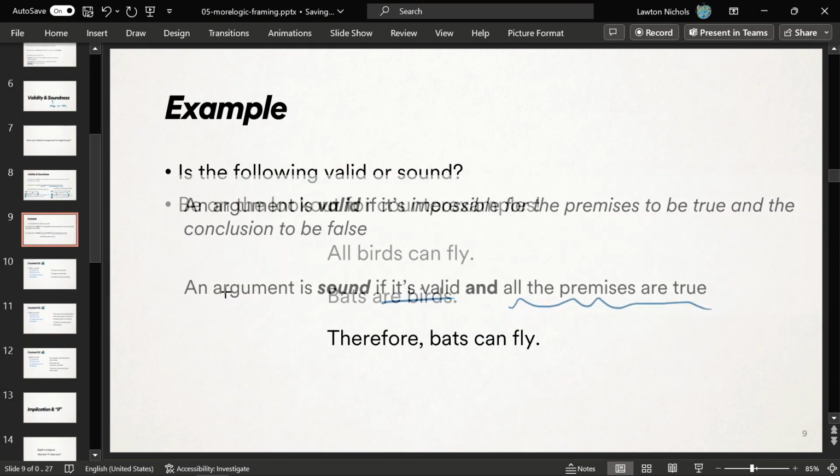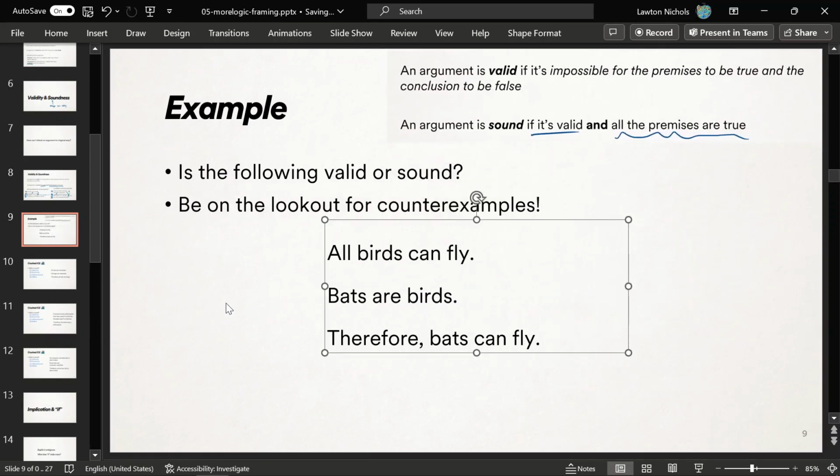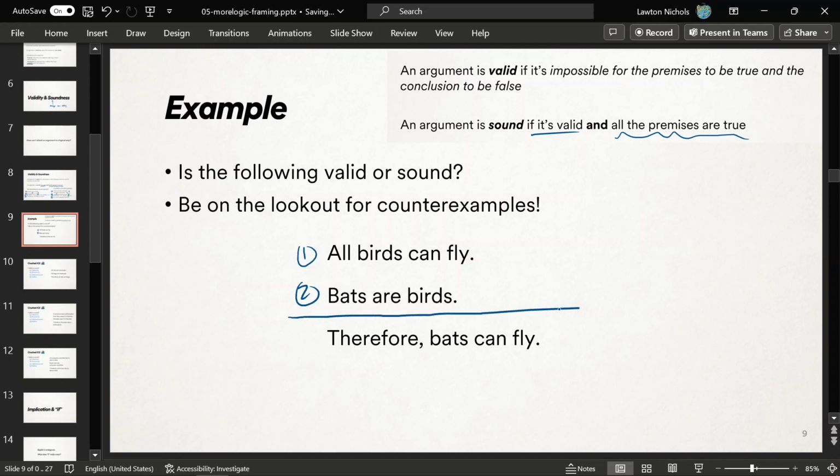I'll give you this definition on this first slide here. All right, so it's up there. Let's see here. I guess we'll do this one together, and then I'll give you a few to try. So let's keep this, though. All right, so is the following valid or sound? Here's our argument, and you've got two premises and a conclusion. I'll draw a line as usual.